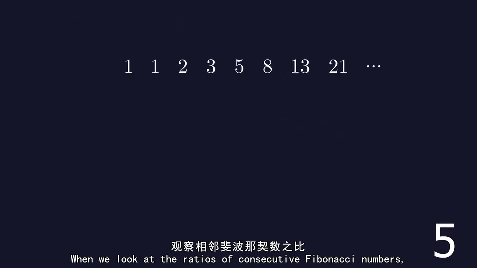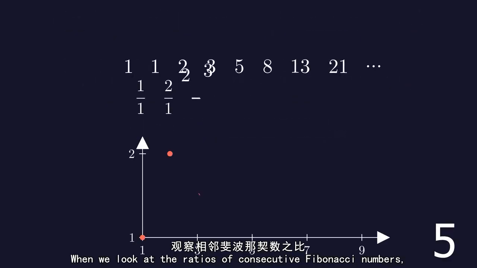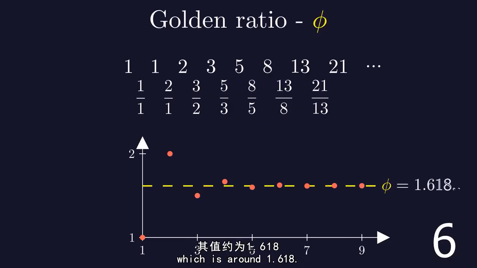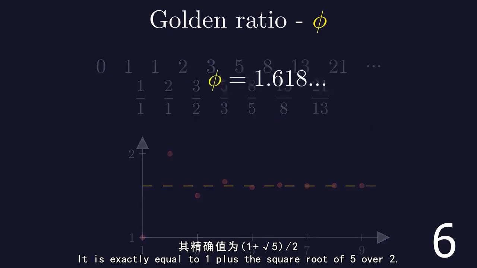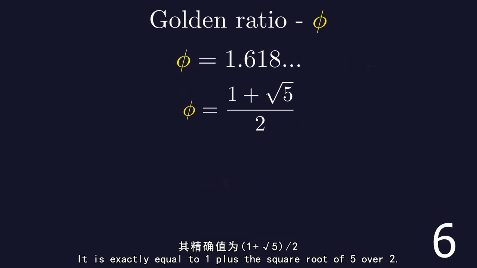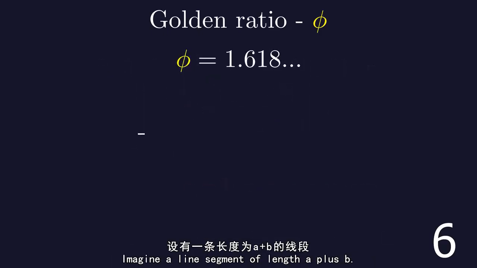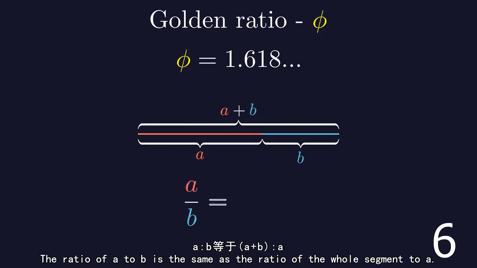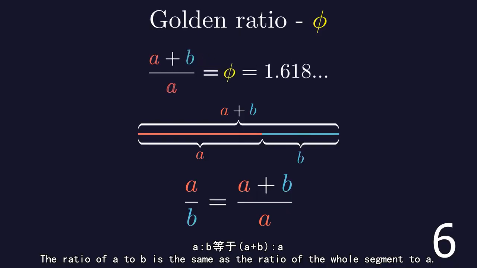When we look at the ratios of consecutive Fibonacci numbers, this ratio converges to a value called the golden ratio, which is around 1.618. It is exactly equal to 1 plus the square root of 5 over 2. Imagine a line segment of length a plus b. The ratio of a to b is the same as the ratio of the whole segment to a.